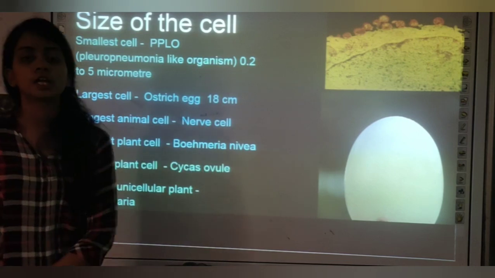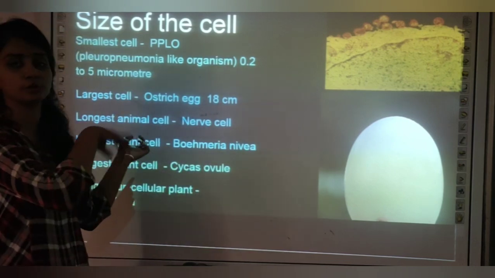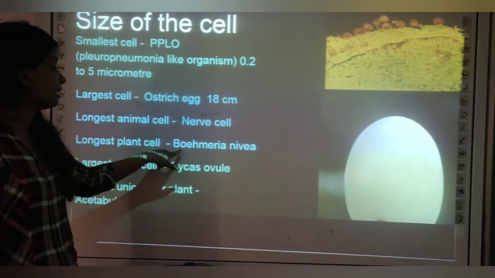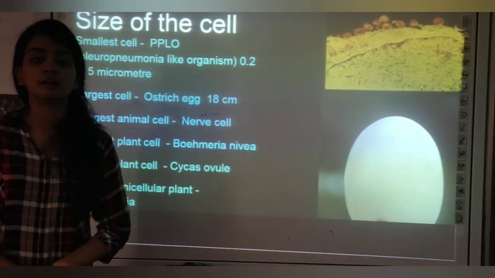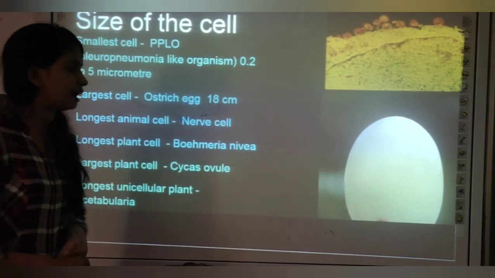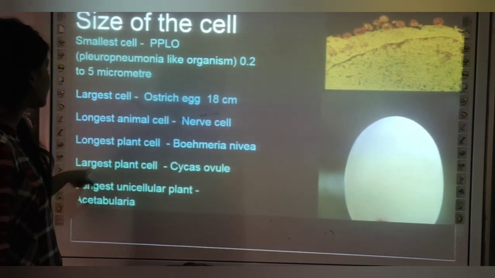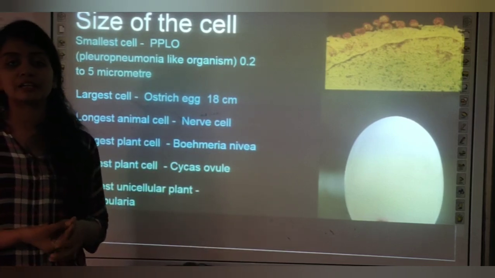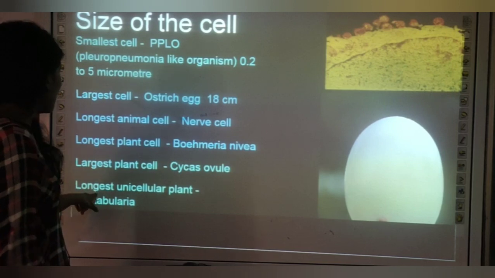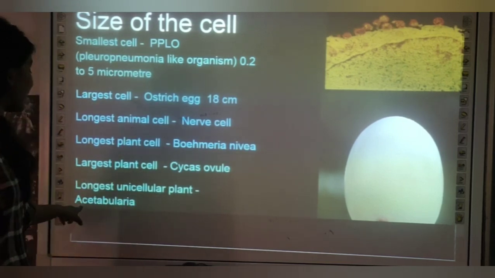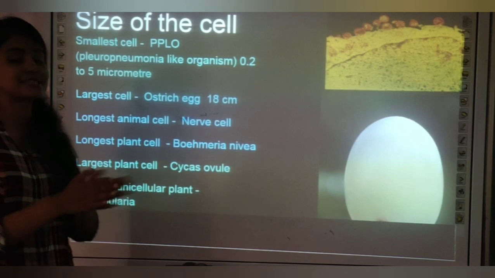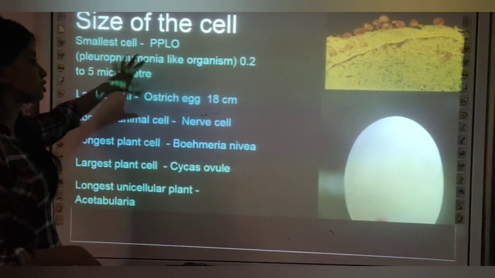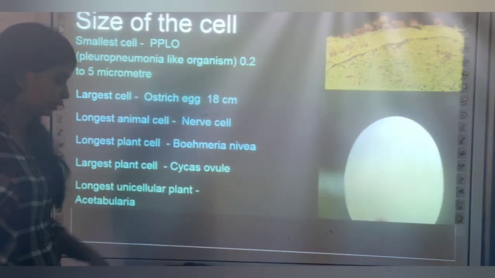The longest animal cell is the nerve cell. I have already shown you in the previous slide. The longest plant cell is Boehmeria nivea. Pronounce it again, Boehmeria nivea. The largest plant cell is Cycas ovule. Ovule is what? Female reproductive part. The longest unicellular plant is Acetabularia. Got it? So all this information is very, very, very important for you.